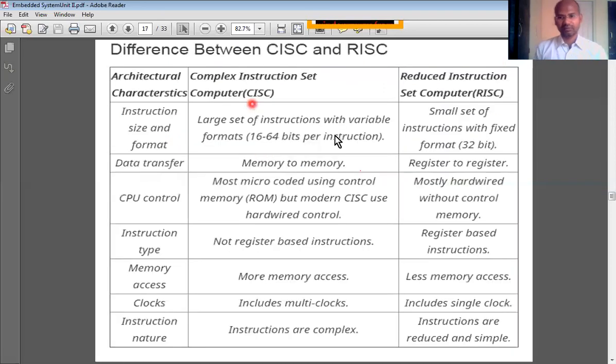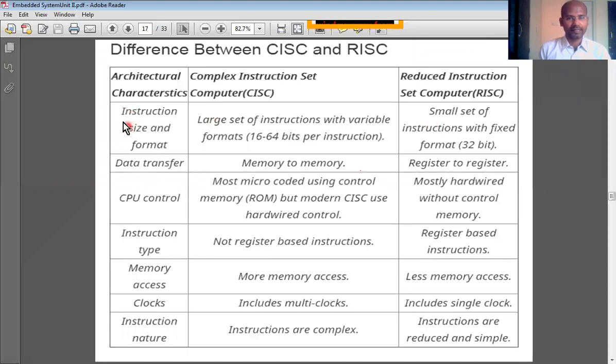Next, in this table we have written all the differences. These are the CISC properties, and these are the RISC properties. Whereas this one is the parameter, based on which we see whether CISC is superior or RISC is superior.